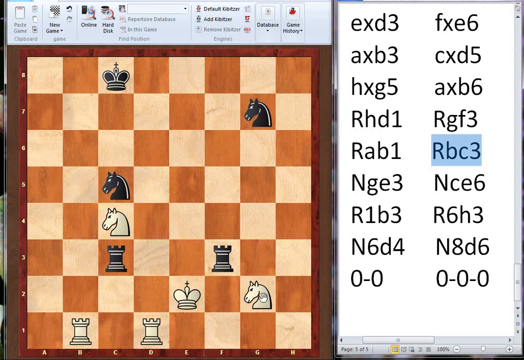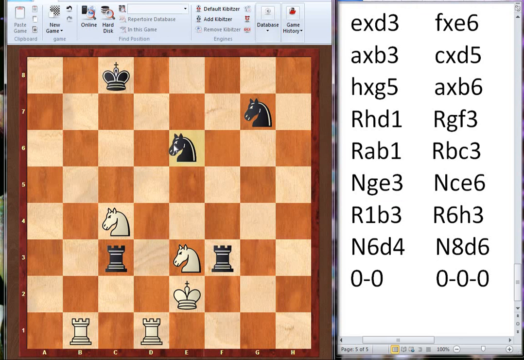The knight. Suppose this knight jumps over here. N G E3. Knight on G file moved to the square E3. See, both could come there. So we write the reference of the file. Suppose this knight jumps here. He went from the C file. So knight C E6. Knight of C file went to E6, like this.